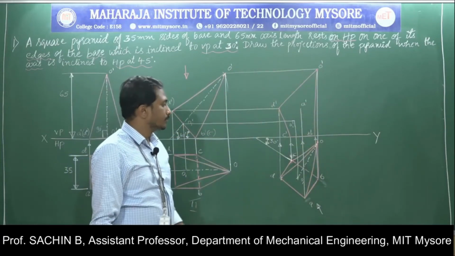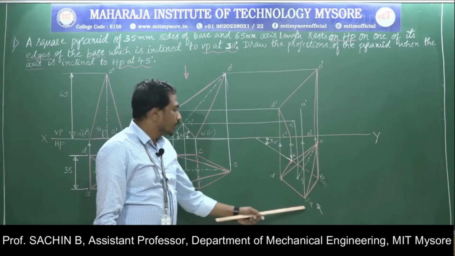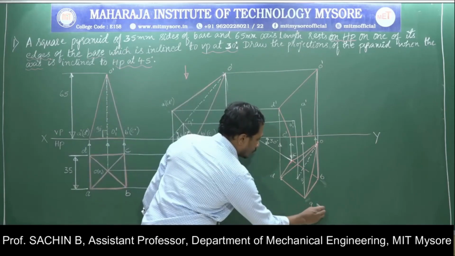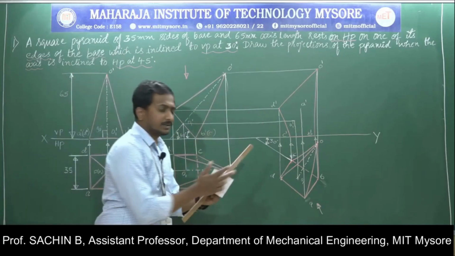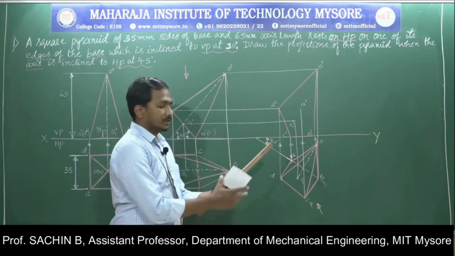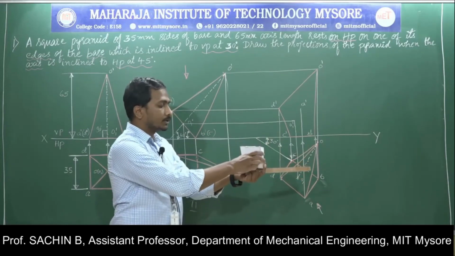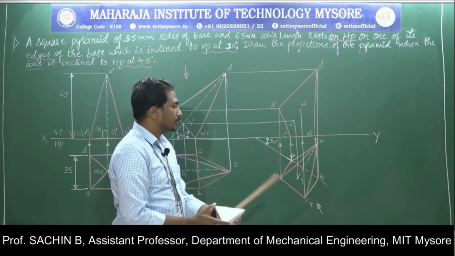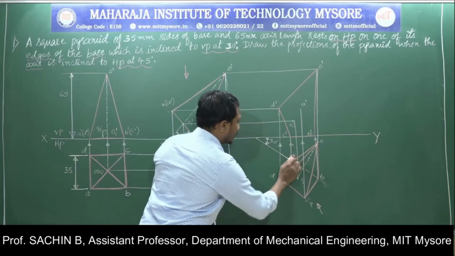Next concept is faces and edges near to the observer are visible. Now if the observer is present over here, you can clearly observe that the base is clearly visible. Because I am inclining this object to 30 degrees, the base edge is clearly visible. That base edge is A, B, C, D.